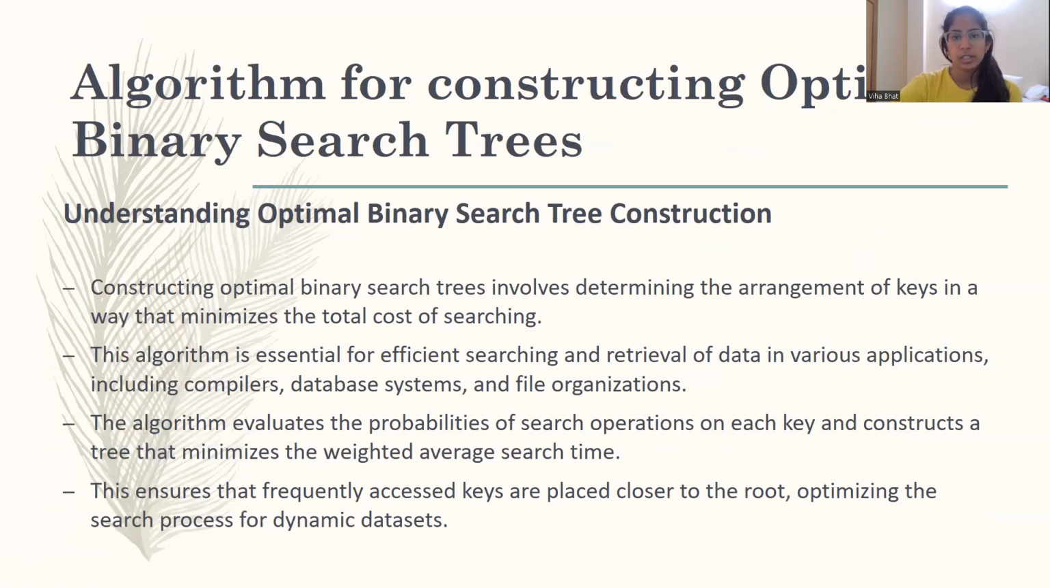Next, the algorithm for constructing an optimal binary search tree is as follows. Firstly, you have to understand the optimal binary search tree construction. Constructing an optimal binary search tree involves determining the arrangement of keys in a way that minimizes the total cost of searching. This algorithm is essential for efficient searching and retrieval of data in various applications, including compilers, database management systems, file organizations, etc. The algorithm evaluates the probabilities of search operations on each key and constructs a tree that minimizes the weighted average search time. This ensures that frequently accessed keys are placed closer to the root, optimizing the search process for dynamic data sets.